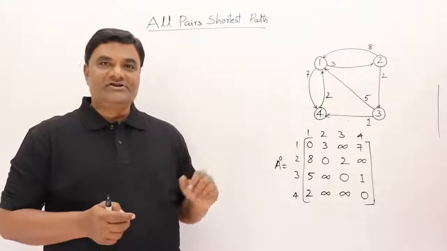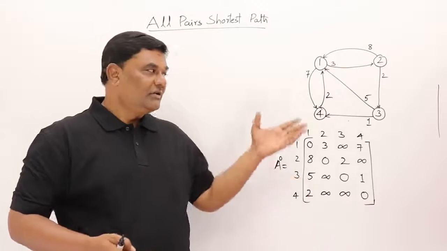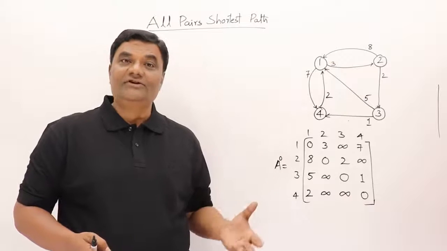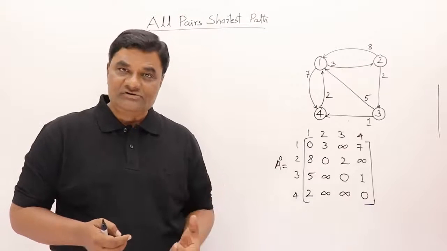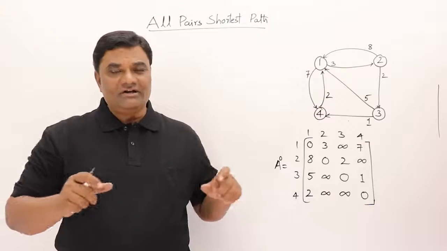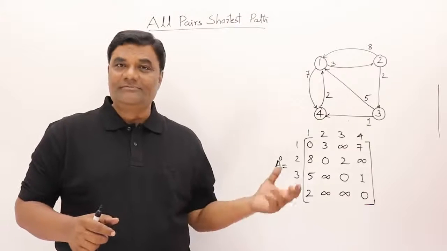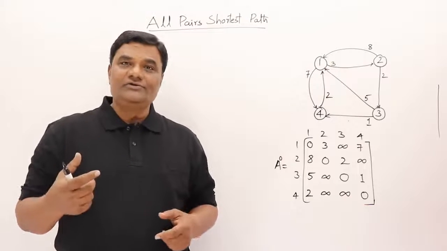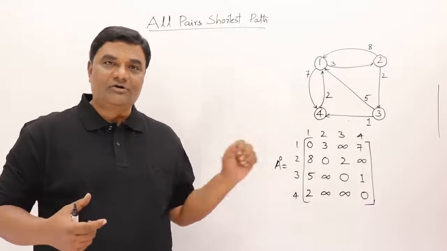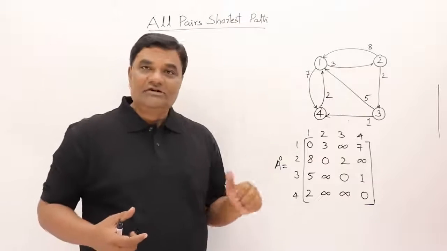The problem is all pair shortest path. In this video, we will look at a problem and we will solve it using dynamic programming approach. Then I'll show you how we get the formula for dynamic programming, and also I will show you a piece of code for solving the problem. So let us start with what the problem is.